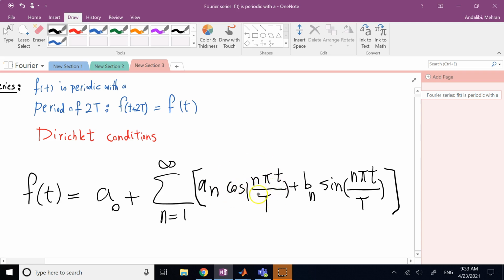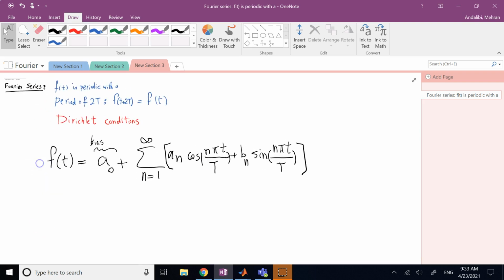If for the cosine term I say n is 0 instead of 1, then it's going to be cosine of 0, which is 1, and this is going to be a naught. So this term is another one of those cosines when n is 0. I don't have a sine term, but I can include that if I want, because for n of 0 the sine term is 0. So I can make n go from 0 to infinity, bring this a naught inside, and get rid of this constant term. So again, you can write it as pure sines and cosines and no constant term. By the way, this term we call bias, or DC value.